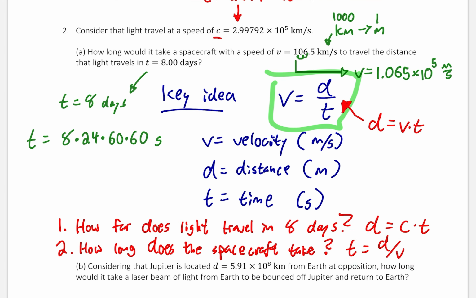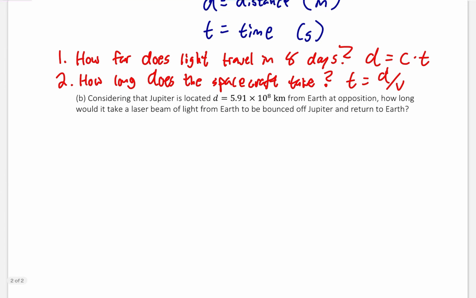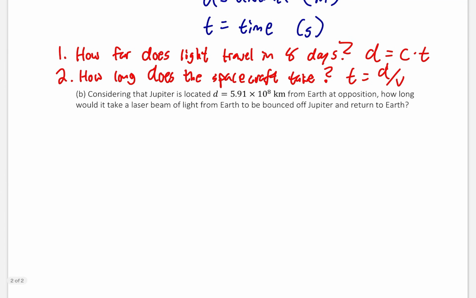If you want to convert it back over to days, more power to you. I think that's a great idea. You might even want to convert it to years. It's going to be a lot of seconds.